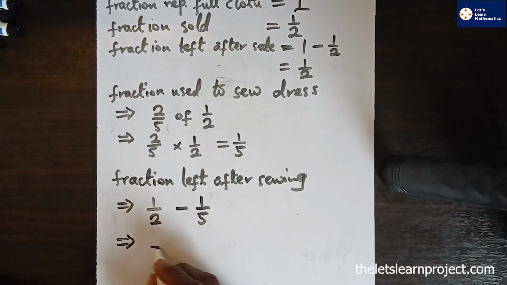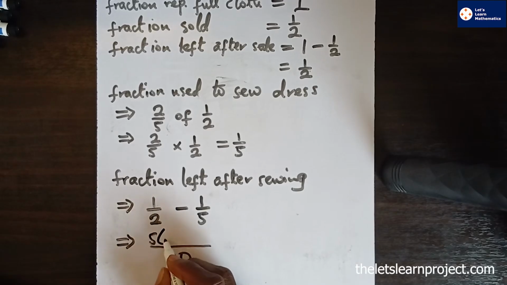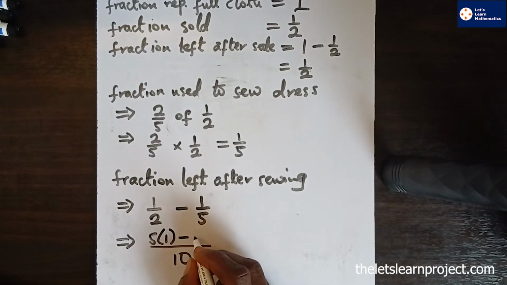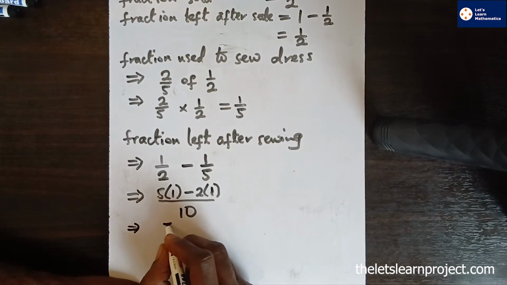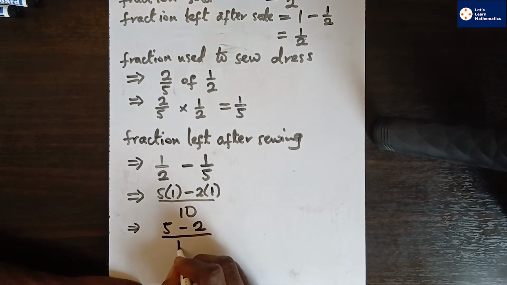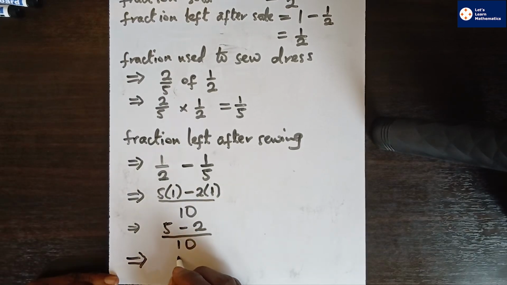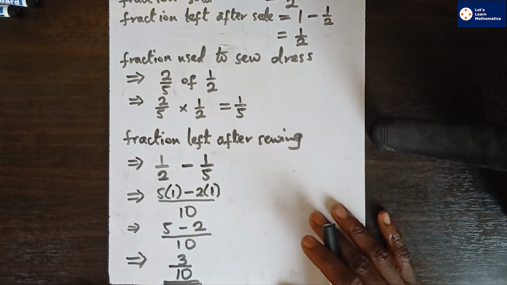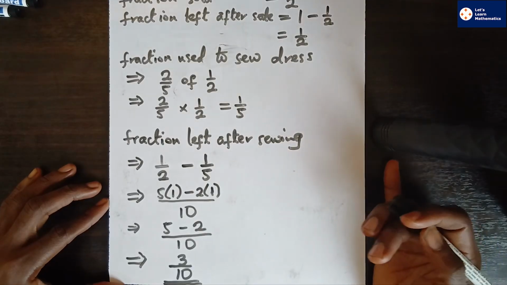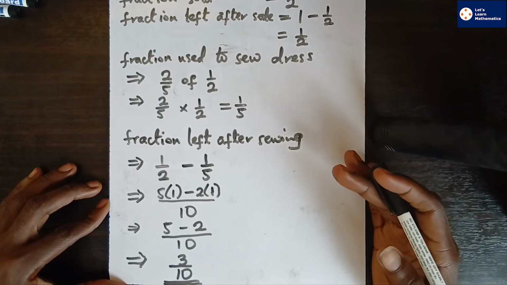2 and 5, so my LCM is going to be 10. 2 will go into 10 5 times. I'll use it to multiply the 1 at the top. 5 will go into 10 2 times. I'll use it to multiply the 1 at the top. So that I have 5 minus 2 over 10. That means the fraction left after sewing is going to be 3/10. So this is the fraction of the cloth that was remaining after selling half and then after using 2/5 of the remaining to sew the dress.